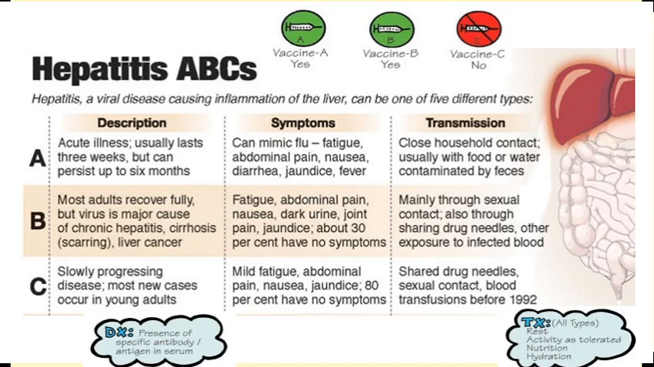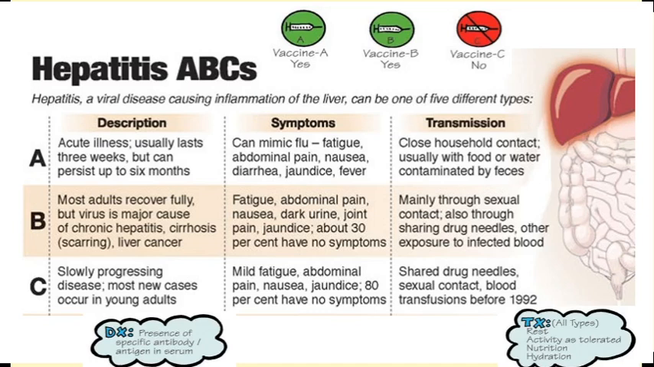Mainly, transmission is through sexual contact, although sharing drug needles or other exposure to infected blood. So make sure you're wearing gloves whenever you're doing blood draws on your patients, and make sure you're wearing gloves whenever you are starting IVs. Any blood that you come into contact with, you need to make sure that it does not touch your skin, and you need to wear gloves. For hepatitis B, there is a vaccination for it.